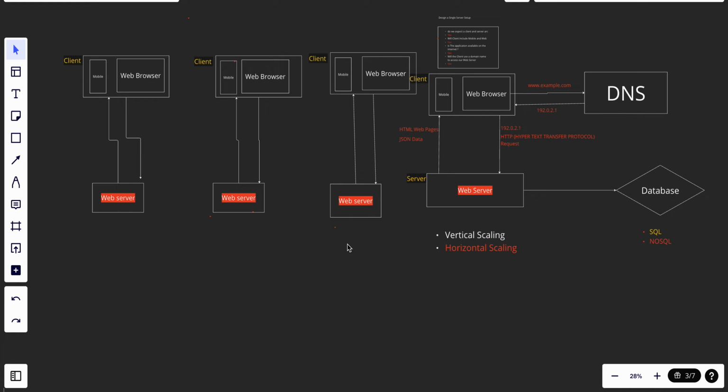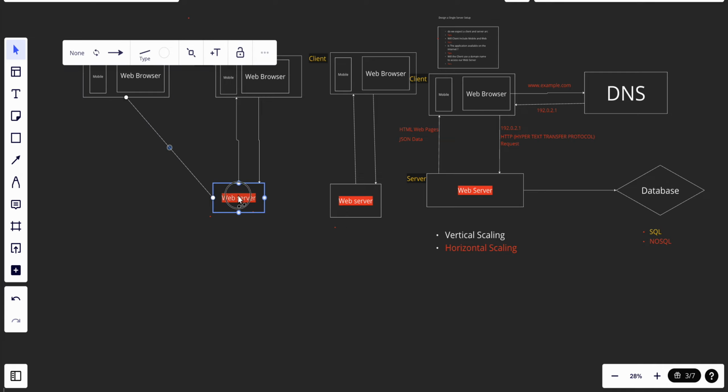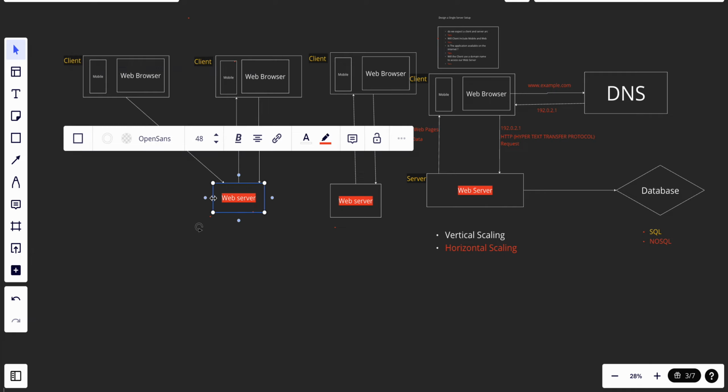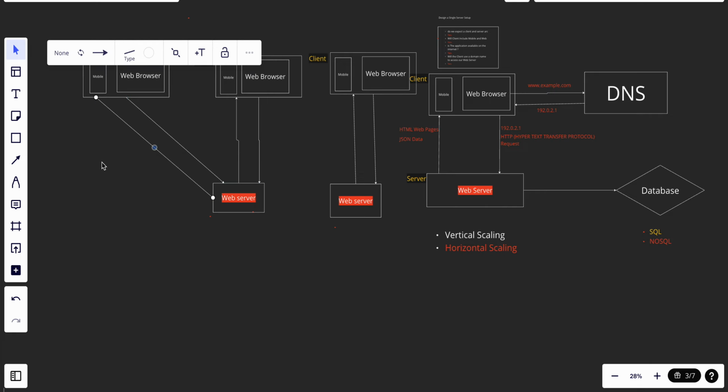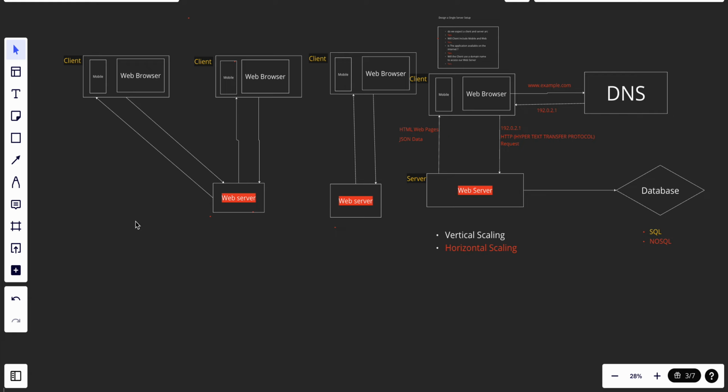But with horizontal scaling, as you can see right now, it's way easier for us to handle a lot of load. And if one of our servers, for example, is deleted or has a problem, the other servers can take its requests and send back the response to the clients. So this is the way that we could solve this problem.